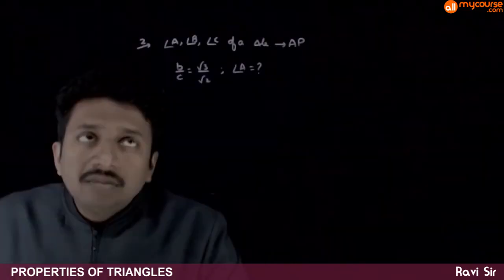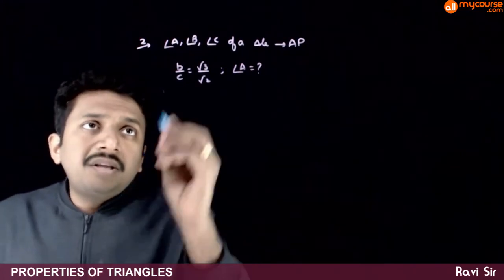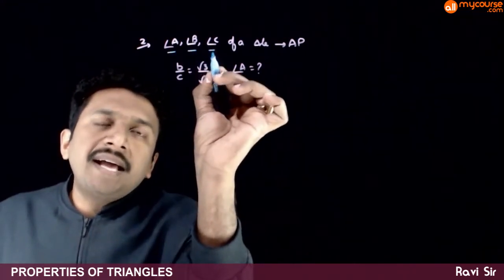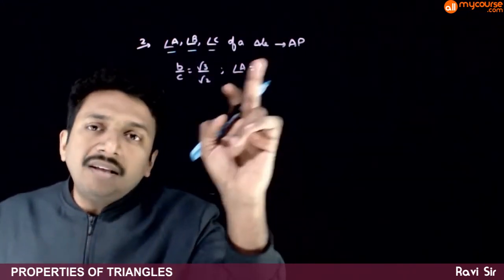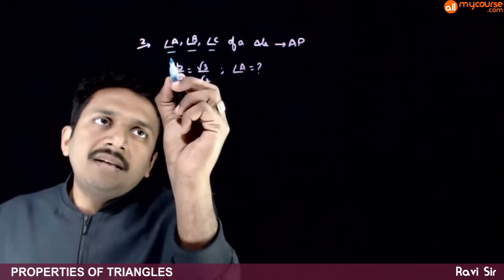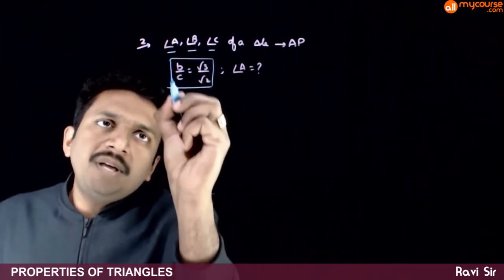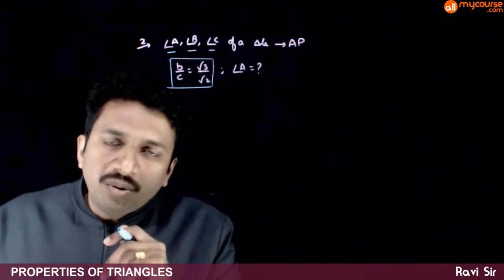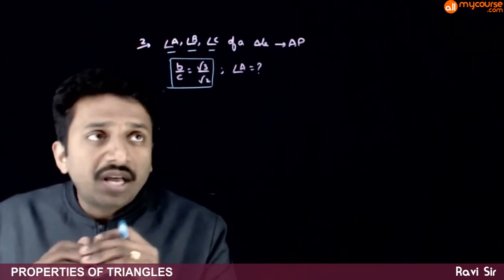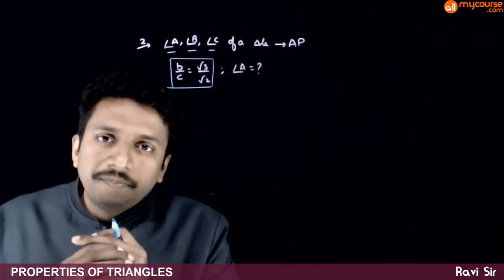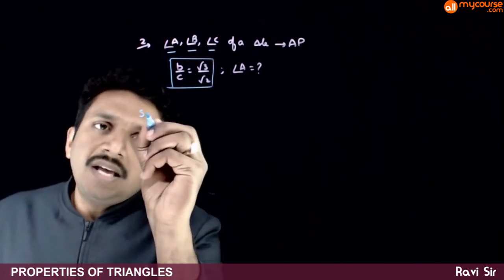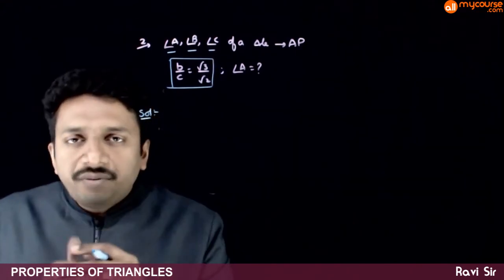So in this question, you're given that angle A, angle B, angle C of a triangle are in AP, and small b by small c is equal to root 3 by root 2. With these two pieces of information, can you find the measure of angle A? So let us see how we can use the given information.